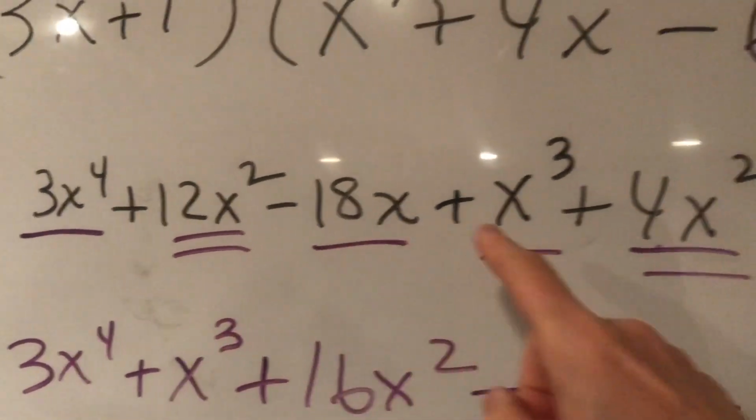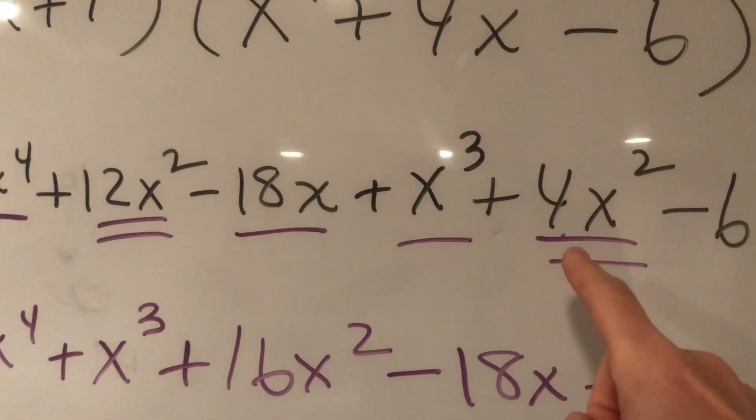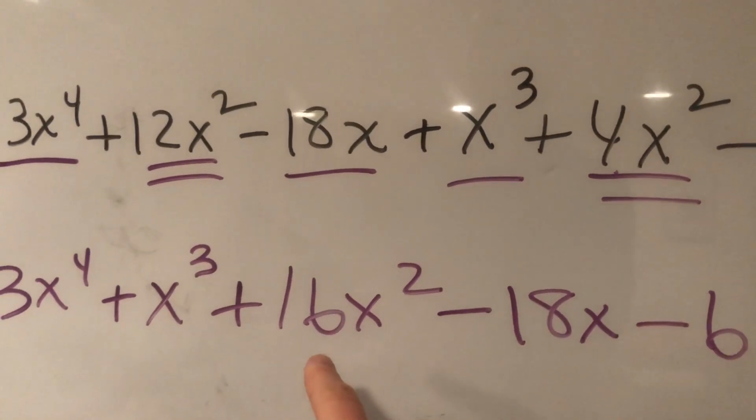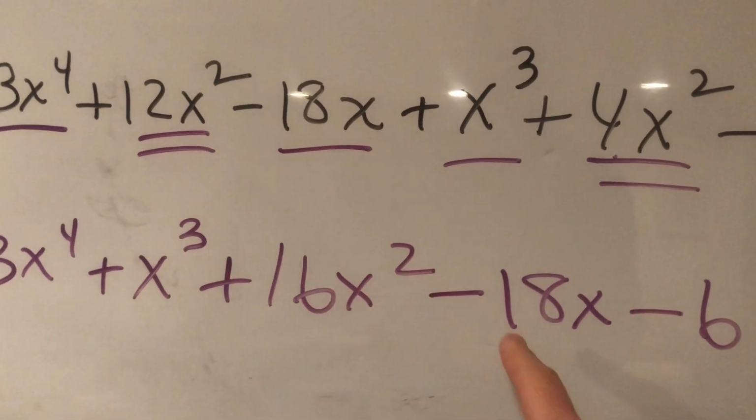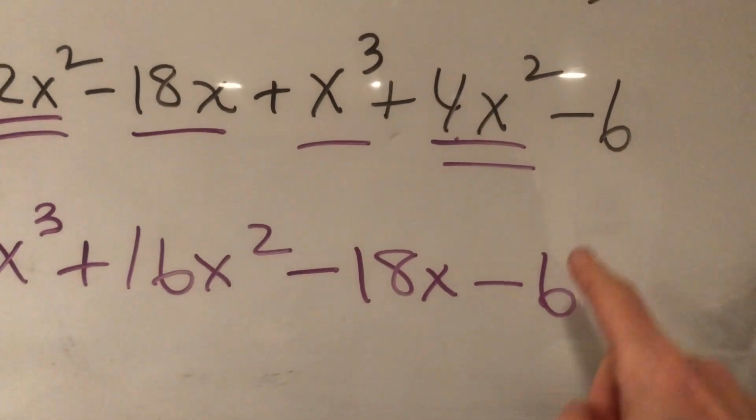These 2 guys are in like terms. So when I add those coefficients, I get 16x squared. And then I follow through by bringing -18x down and -6.